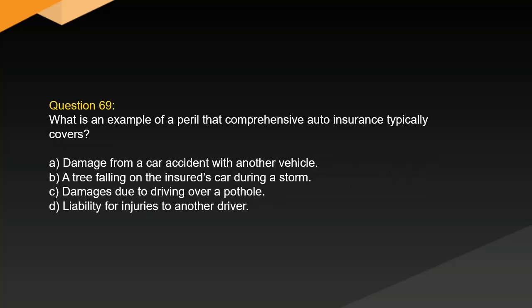Question 69. What is an example of a peril that comprehensive auto insurance typically covers? A. Damage from a car accident with another vehicle. B. A tree falling on the insured's car during a storm. C. Damages due to driving over a pothole. D. Liability for injuries to another driver.